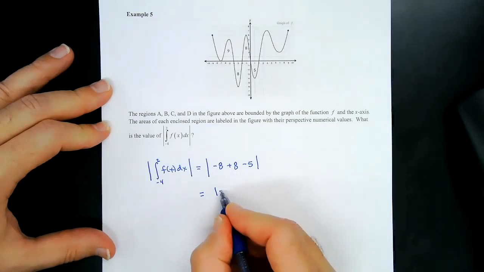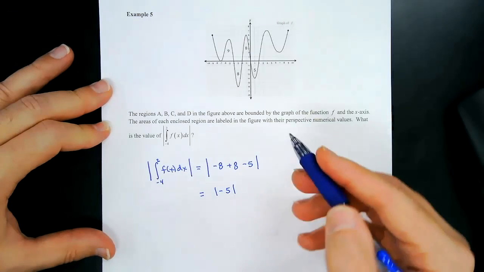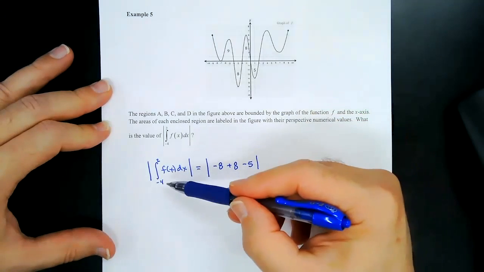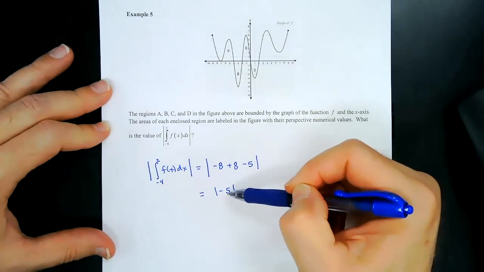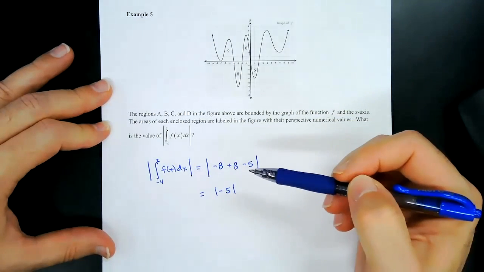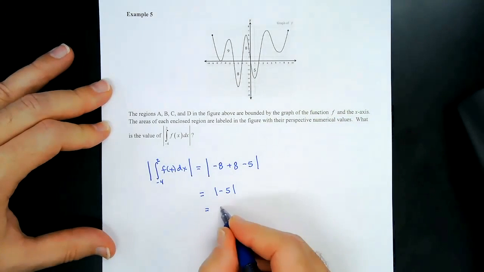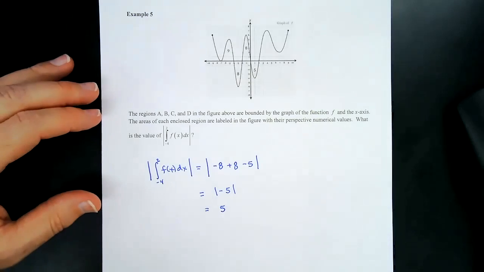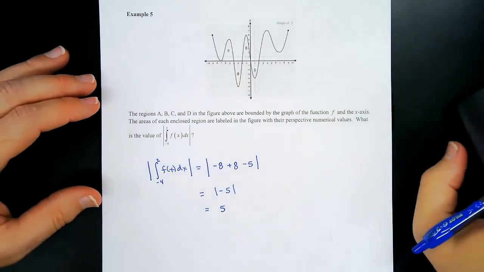So this would be the absolute value of negative 5. Why? Because the integral from negative 4 to 2 of f of x dx is negative 5. So now I'm going to take the absolute value of it, and the absolute value of that would be positive 5. And that would be the answer to this one.